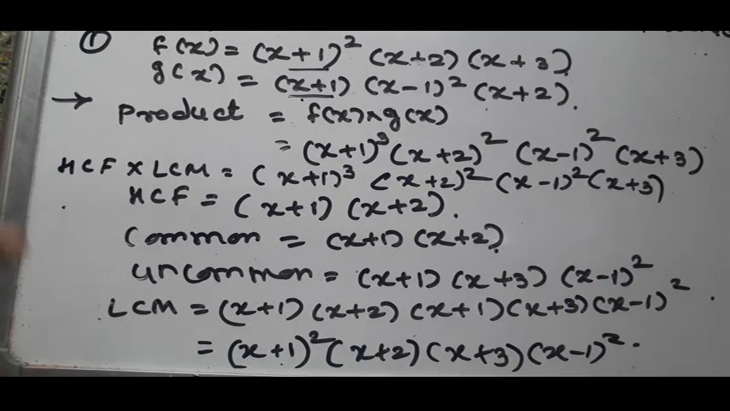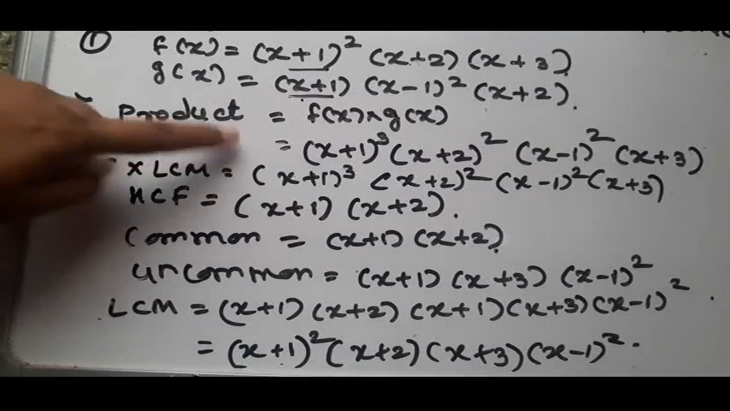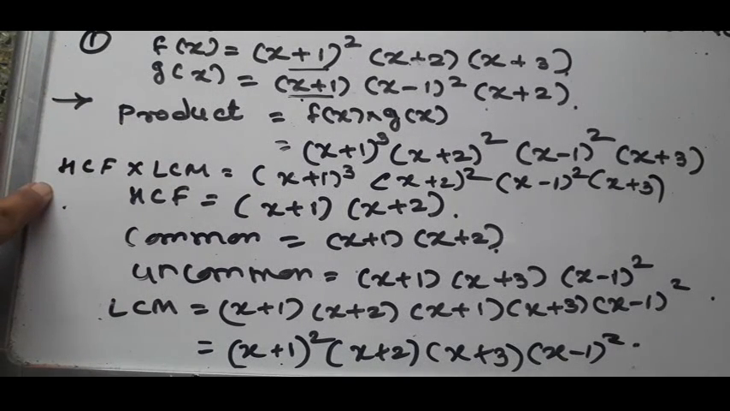Okay, so you can see that the product of two numbers and the HCF and LCM of the same numbers are always equal to each other. Okay, so HCF into LCM is equal to the product of the two polynomials.